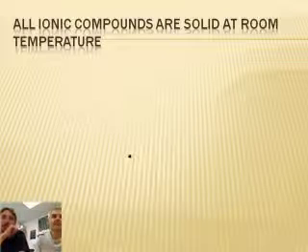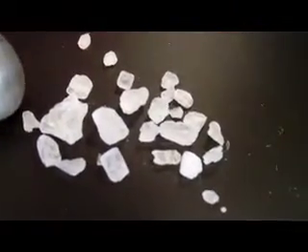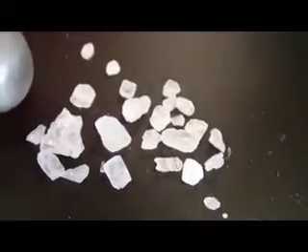So ionic compounds have particular properties, Mr. Sams. Yes, they do. One of the properties is that they are all solid at room temperature. Let's take a look at a few of those. One property of ionic compounds is that they are solid at room temperature. They're all solid because they have strong bonds, and so they also tend to be brittle.